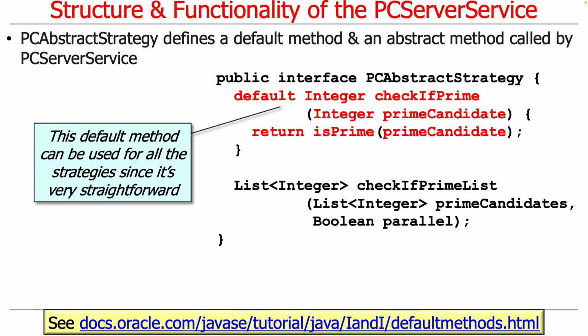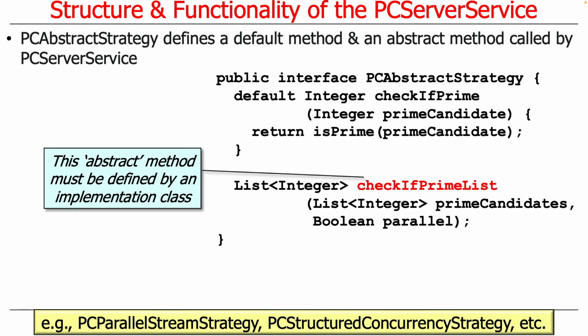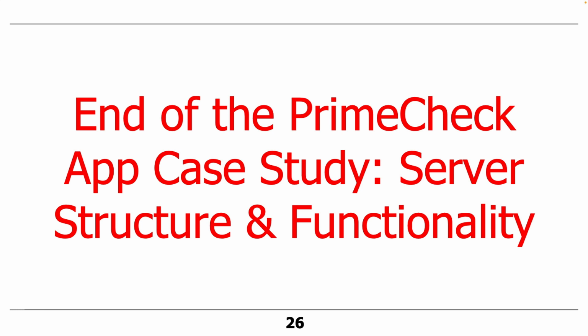That's right. The way to look at this is it's saying, if the implementation of this interface doesn't override this method, here's what I want you to use for the default. That's the way to look at it. So check if prime, we talked about that. So that's the end of the overview of the server structure and functionality.